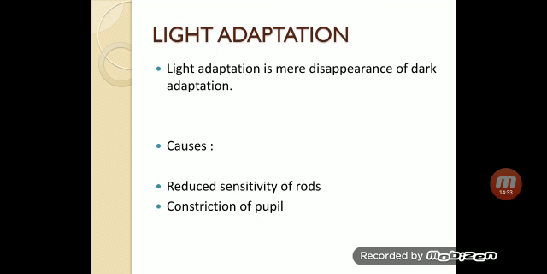The applied physiology in this is night blindness. Night blindness is defined as a loss of vision when light in the environment becomes dim. The main cause of night blindness is deficiency of vitamin A.